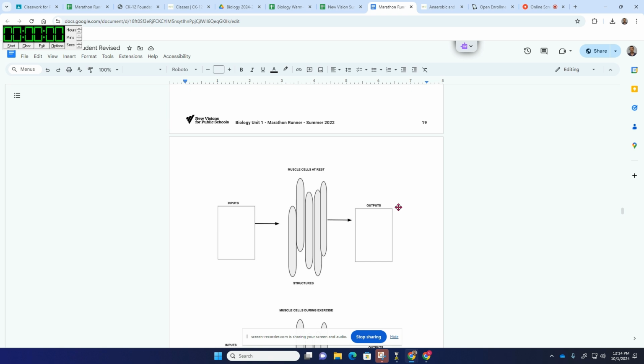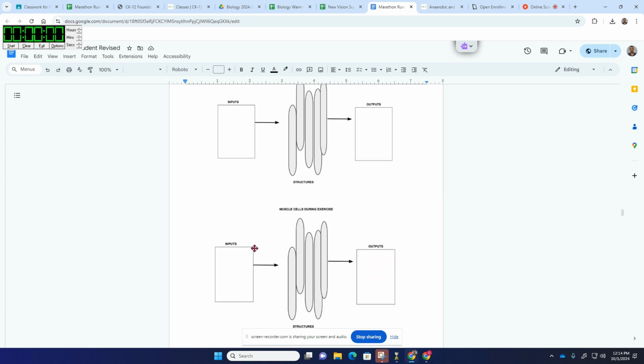So once again, your inputs are oxygen and glucose. Your structures inside the muscle are mitochondria and the process cell respiration. And then our outputs are carbon dioxide, water, ATP energy, and I would even add heat, right? Because we know that's something that happens during exercise. Now down here, same thing, same inputs, same structures, same outputs.